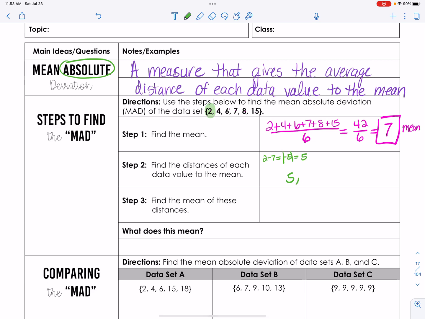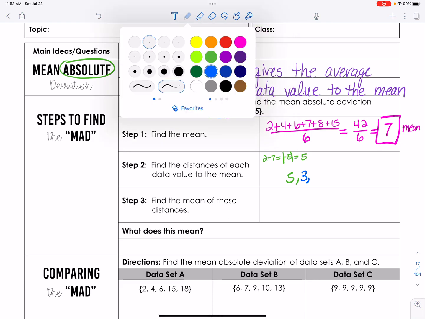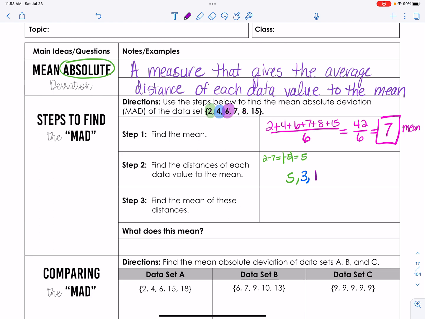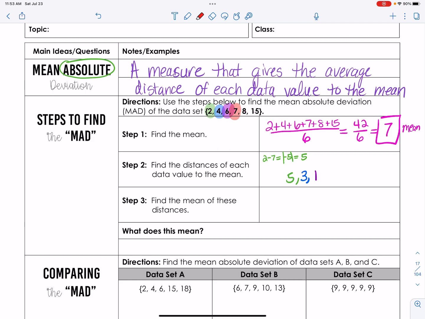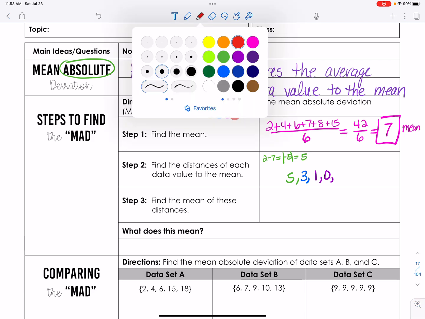Okay. And then we're going to look at 4. Again, I'm going to use some colors. What's the distance from 7 to 4? It's 3. It doesn't matter positive or negative. You're just looking at the positive. Then you're going to take a look at the next one in the data set. It's 6. How far is 6 from 7? It's 1. And then the next one is 7, and the mean is 7, so the distance is 0. You do need to write it down because you're going to see why in a second. And then the next one is 8, and the distance is 1.